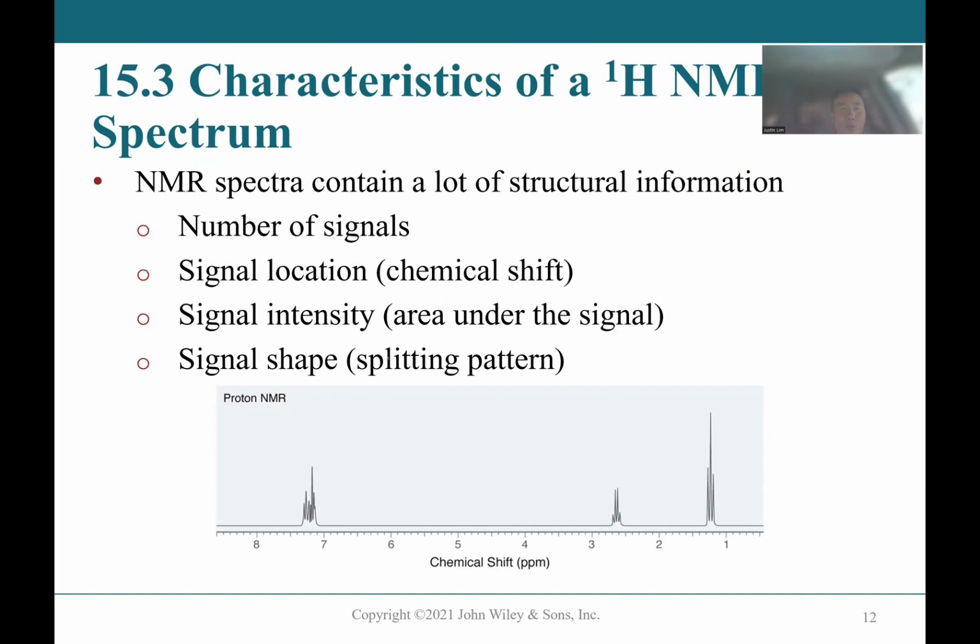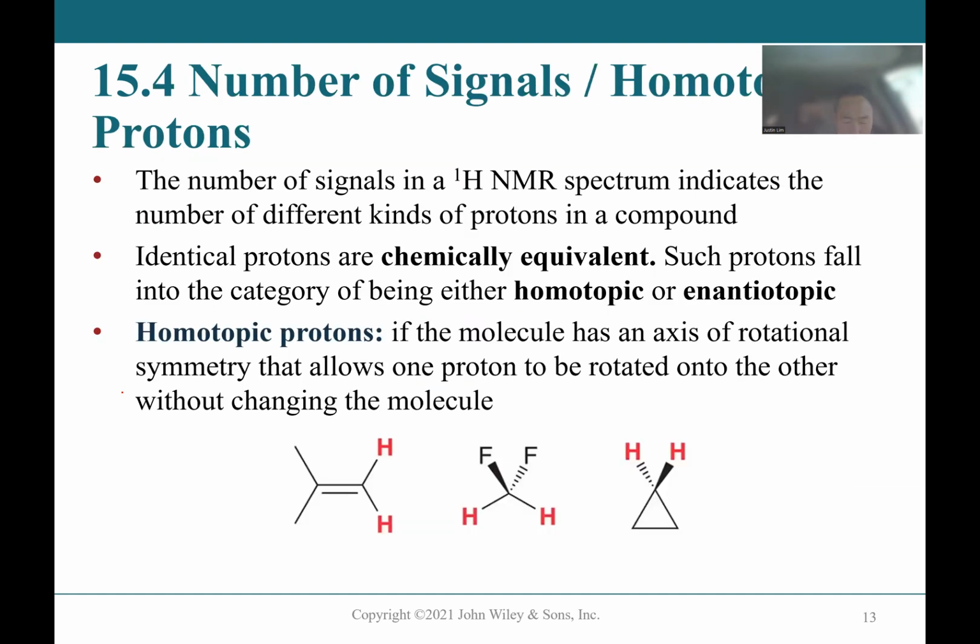There are 4 important parts in NMR. Number 1, number of signals. Number 2, signal location. Number 3, signal intensity. Number 4, signal shape. Let's focus on number 1, number of signals. The number of signals in a proton NMR spectrum indicates the number of different kinds of protons in a compound. Identical protons are chemically equivalent. Such protons fall into categories of being either homotopic or enantiotopic.